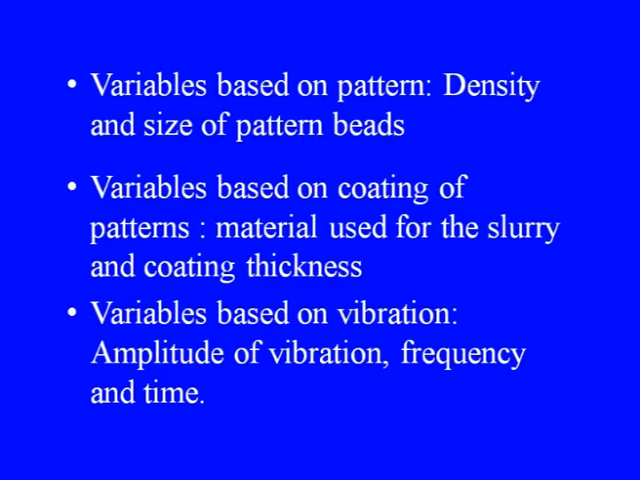Number 2, variables based on pattern. These variables are density and size of pattern beads. Number 3, variables based on coating of the patterns. Variables are materials used for slurry and the coating thickness. Number 4, the group of variables based on vibration. Here, the variables are amplitude of vibration, vibration frequency and time.